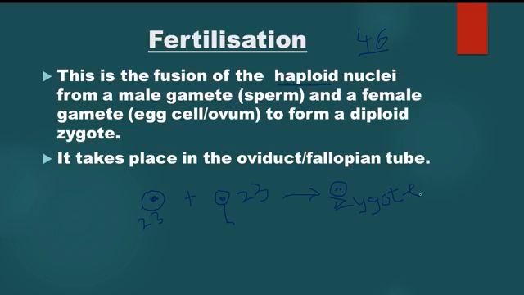So what I want you to remember, and many students make this mistake: when you are asked to name the cell that is formed after fertilization, the cell formed after fertilization is the zygote. Now, what is fertilization? Fertilization is the fusion of the haploid nucleus from the male gamete and the haploid nucleus from the female gamete to form a diploid zygote.